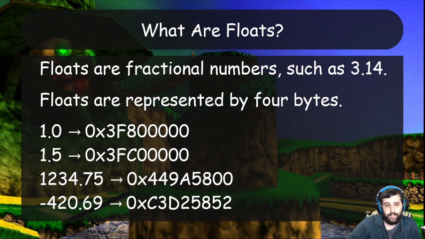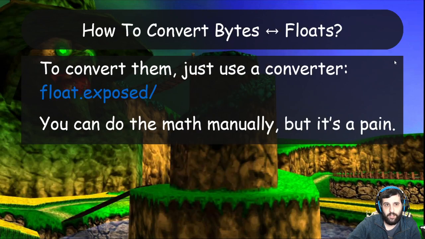But how do you calculate, how to get from this value to this value? I use an online calculator. I'm not doing the math. It gets complicated. It's not a good time. Just Google it. I use this one specifically, float.exposed. Just go to the tab that says float. Actually, it should by default go on the float one. And then just plug in your hex value or plug in your decimal and you can figure it out. And the value can get huge and tiny. So, just play around with it.